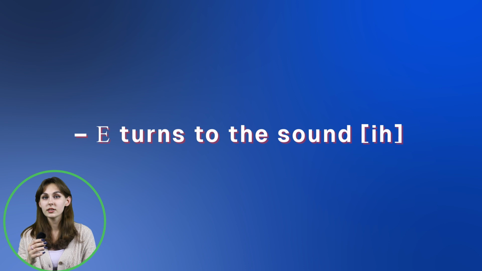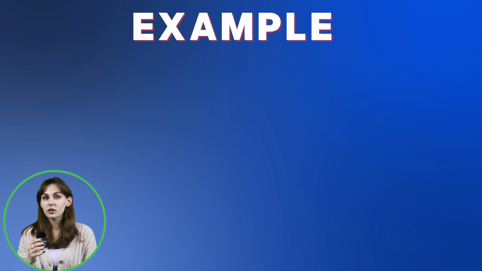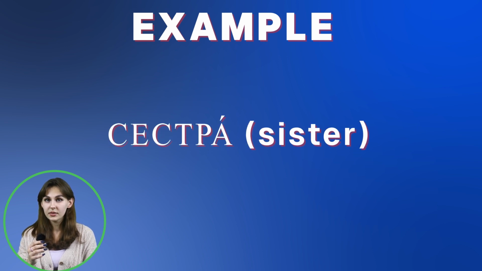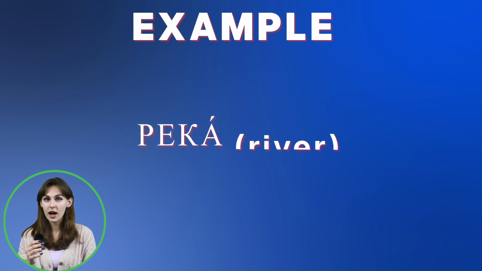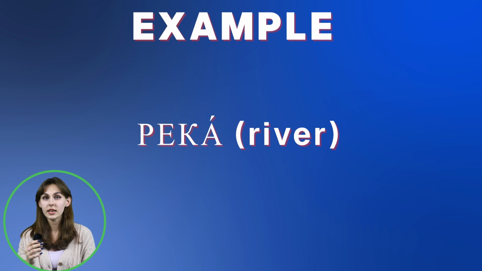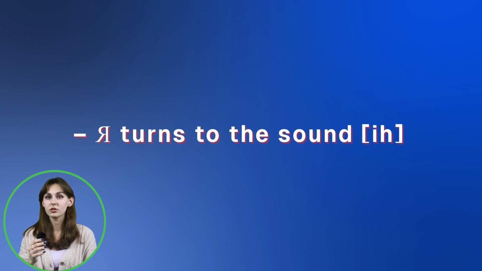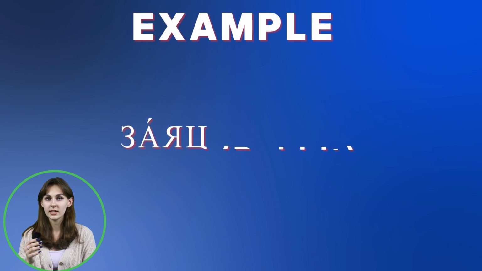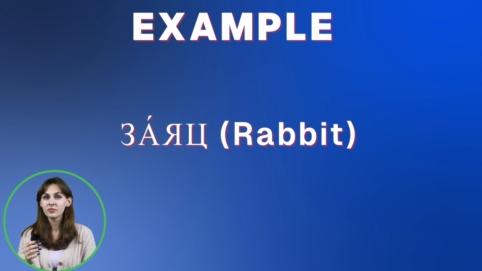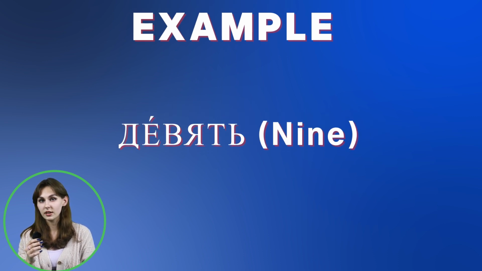Е in the unstressed syllable turns to the sound и. For example, like in words сестра – sister, река – river. Я in the unstressed syllable turns to the sound и too. For example, заяц – rabbit, язык – language.